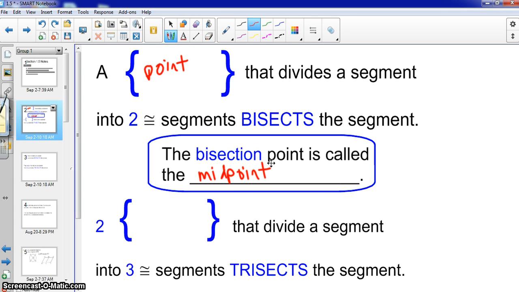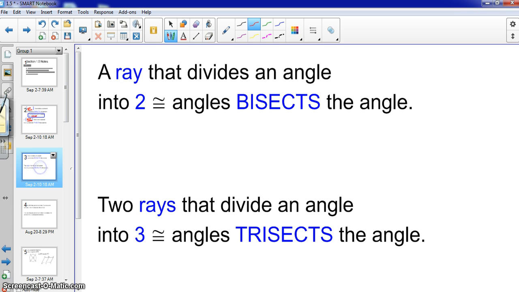If we were having two points, we could have 2 points that divide it into 3 congruent parts, and they would trisect the segment. And we could also have a segment, ray, or line do the same thing, dividing the segment into congruent parts. When we're talking about angles, it has to be specifically a ray dividing an angle.